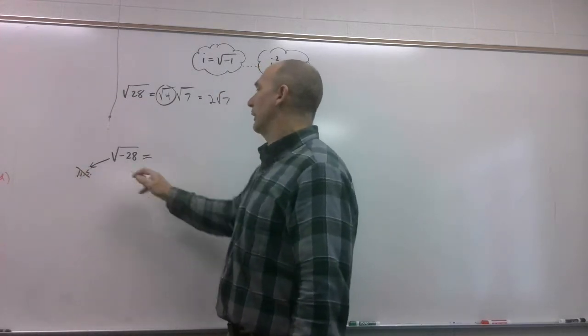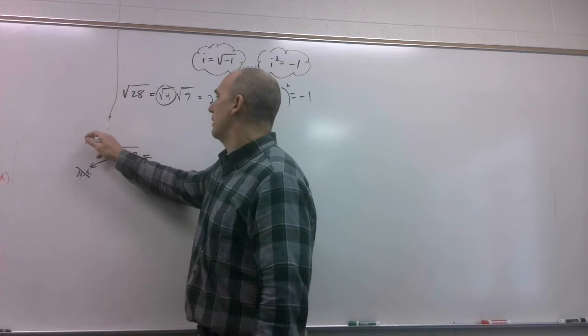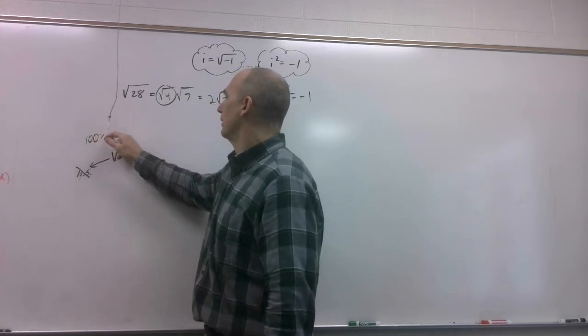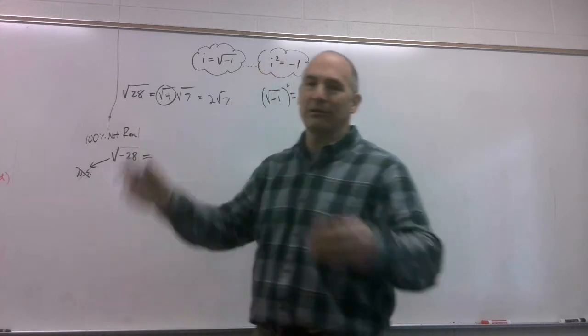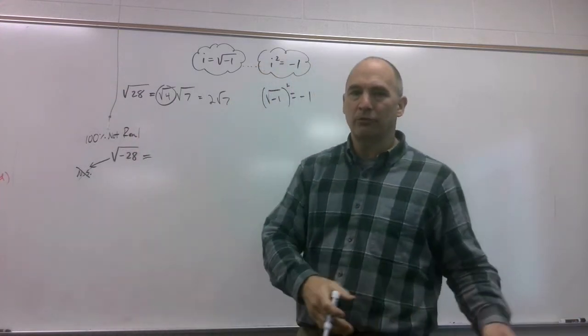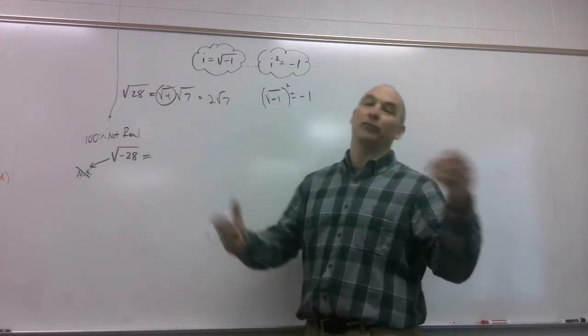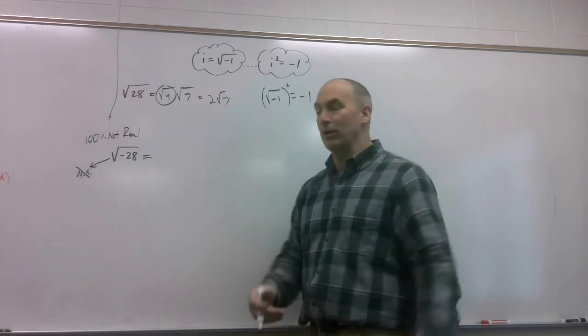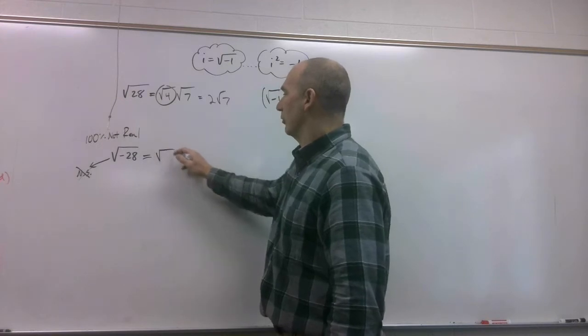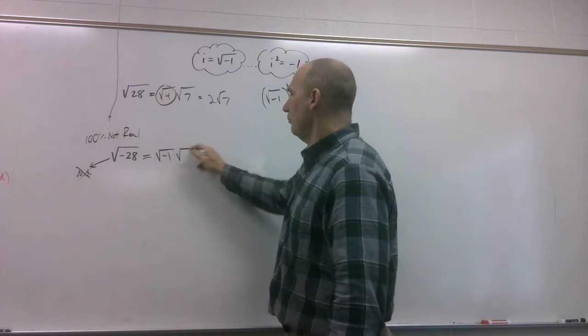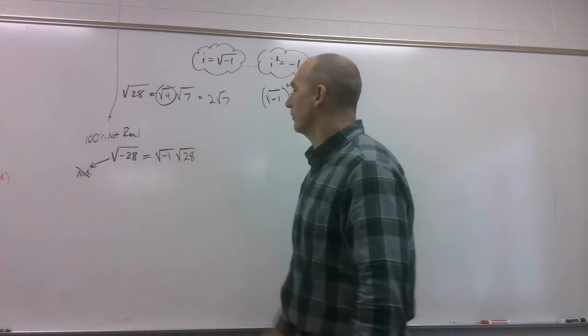And here's what you're doing. See, right now this is 100% not real. In other words, it's imaginary. So what we're going to do is make an improvement. Look at it that way, and it might help you get jump started. So what you're going to do is break this down into the square root of -1 times the square root of 28.